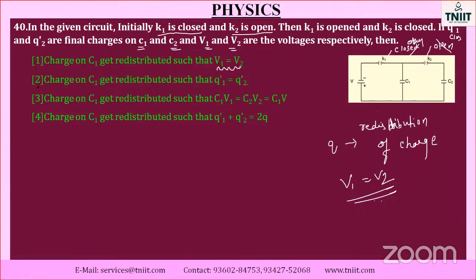So option 1 will be the right option. Whenever the keys are switched and closed, there will be a redistribution of charges till it attains equal potentials. So V1 is equal to V2 and the charge distributions are equal. So the charge on C1 gets redistributed till the potential remains the same. So V1 is equal to V2.